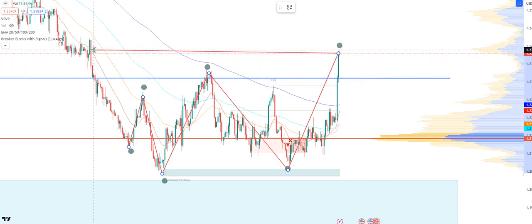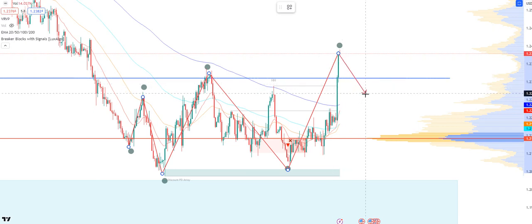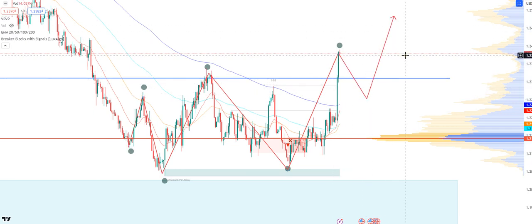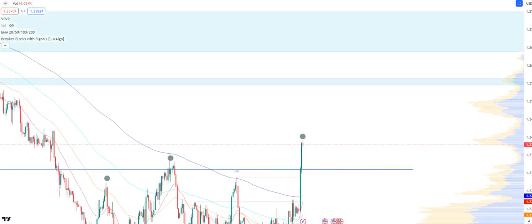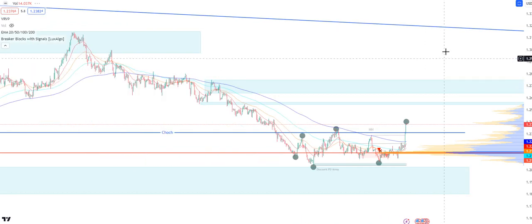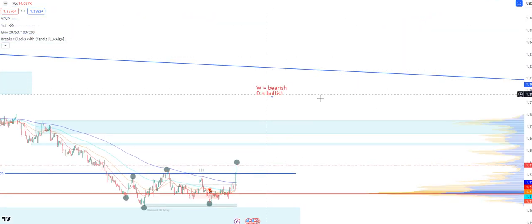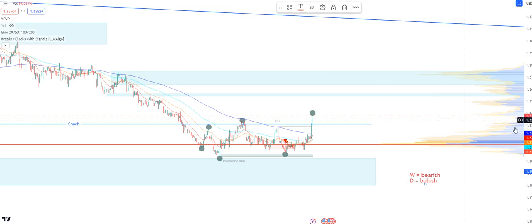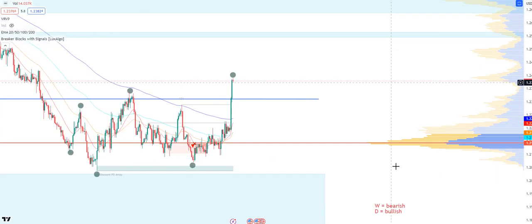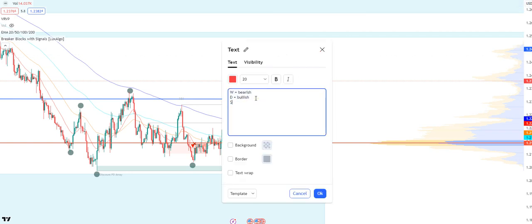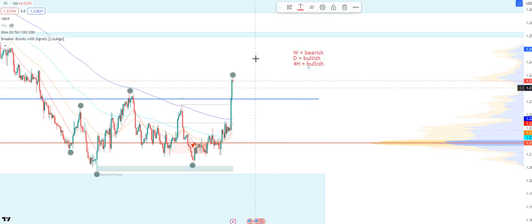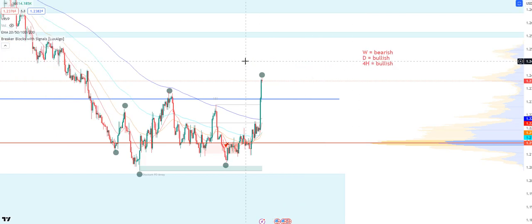So we're currently here at this point. Expect to see a retest, and then a push forward. That's what I'm expecting to see. So on the 4-hour time frame, bullish. So we can take this bullish in so far.